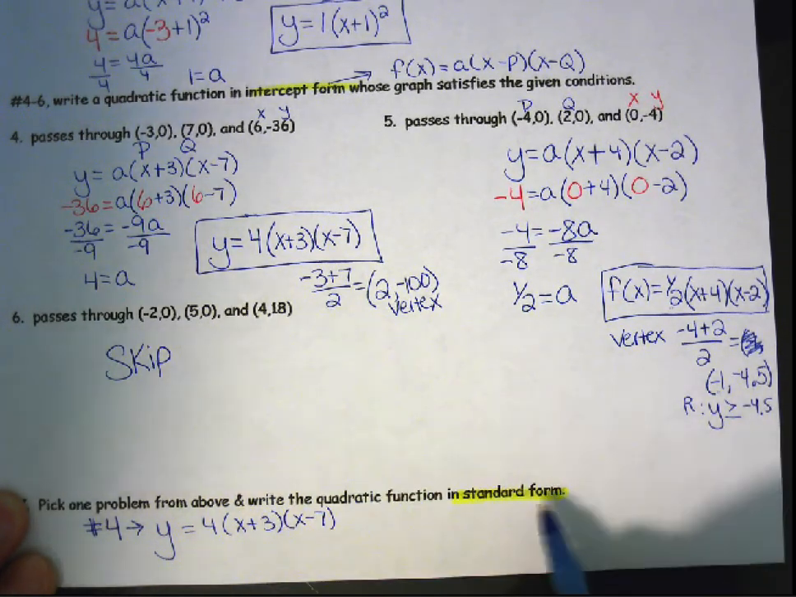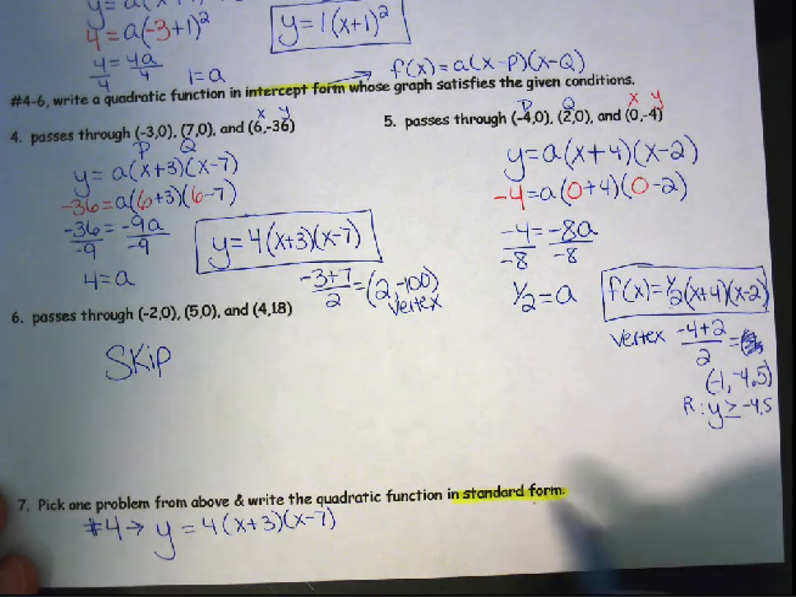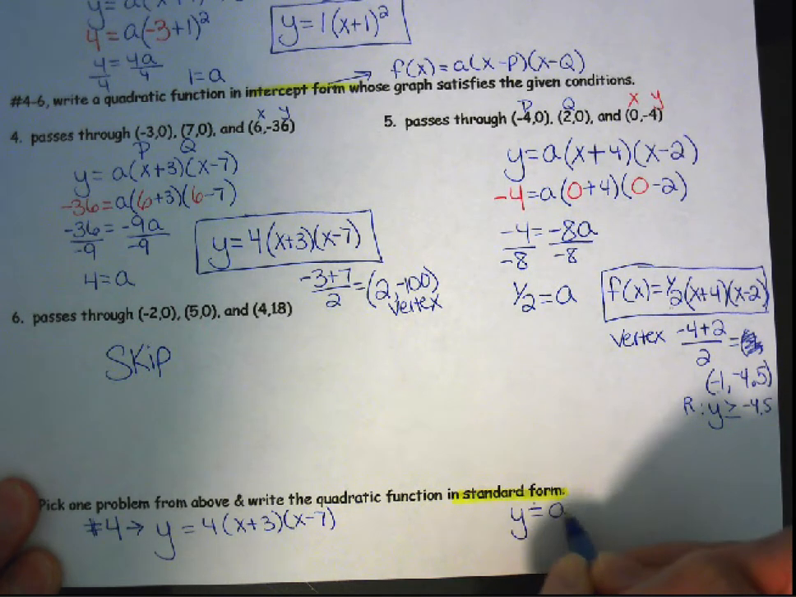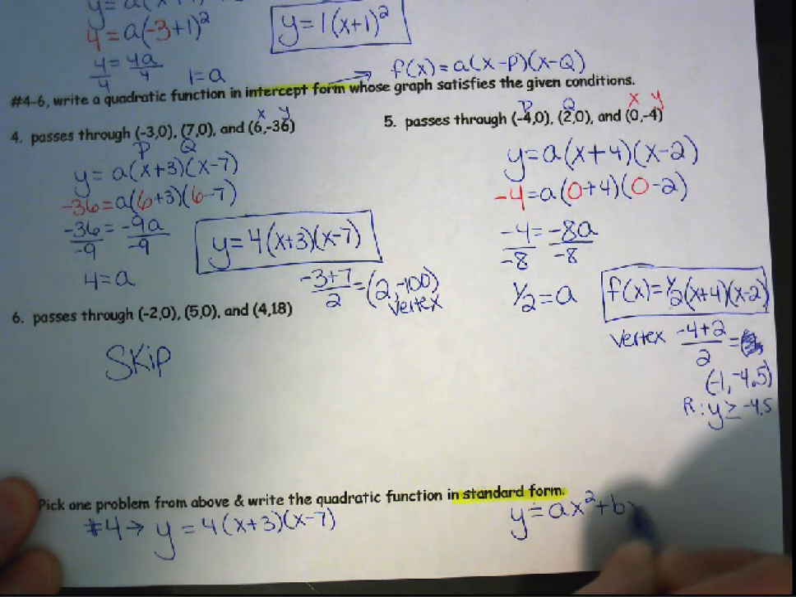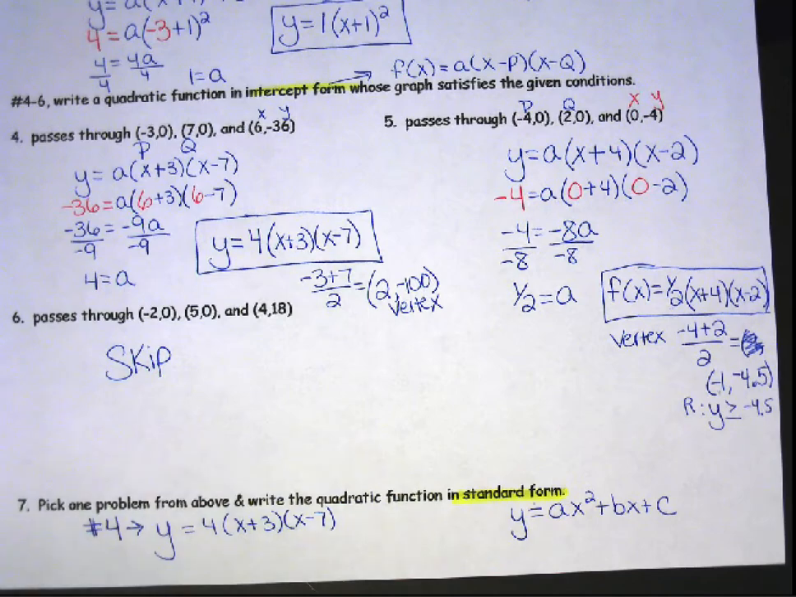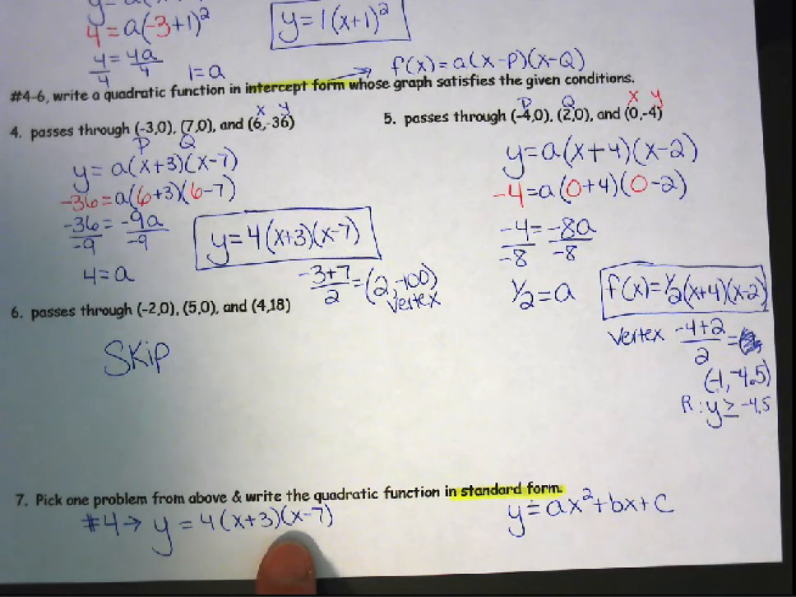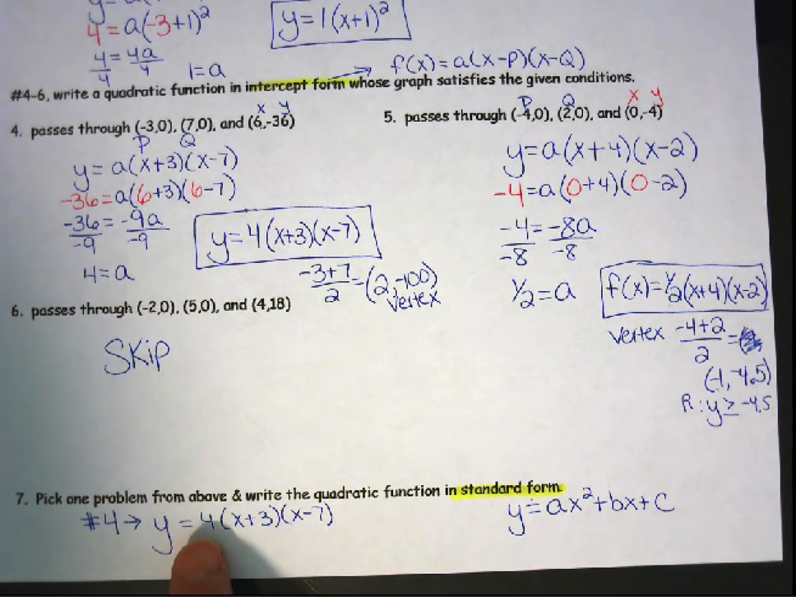You have to put this in standard. Do you remember what standard is? Standard is the one that's ax squared plus bx plus c. So what you have to do is you have to get rid of these parentheses. So you essentially have to FOIL this out. Now you have 3 parts here. You have a monomial and 2 binomials. You can multiply them together however you want.